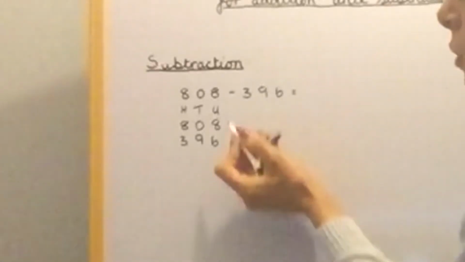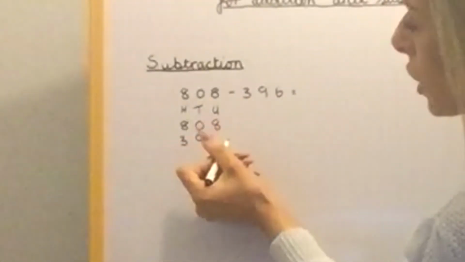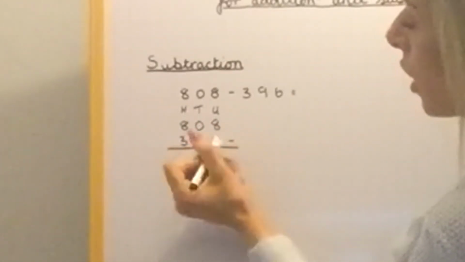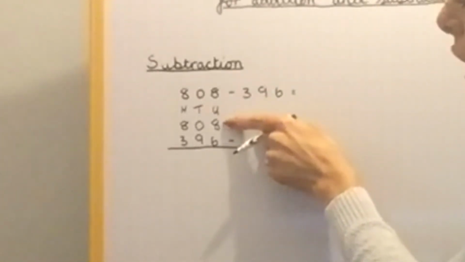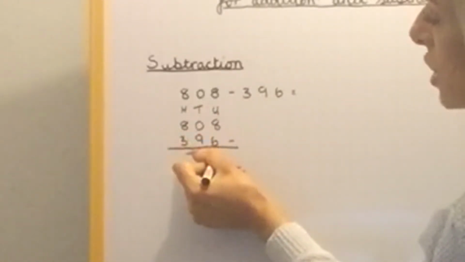Now, I need to double check. I am doing a subtraction, a takeaway. So I'm going to write my symbol there, and again, I'm going to do a line to separate my question from my answer. So I'm going to do 8, take away 6, and that is 2.